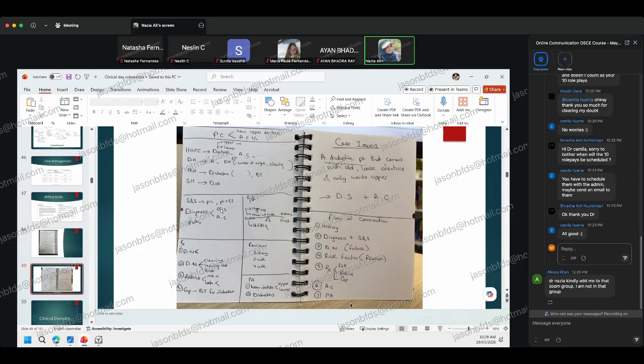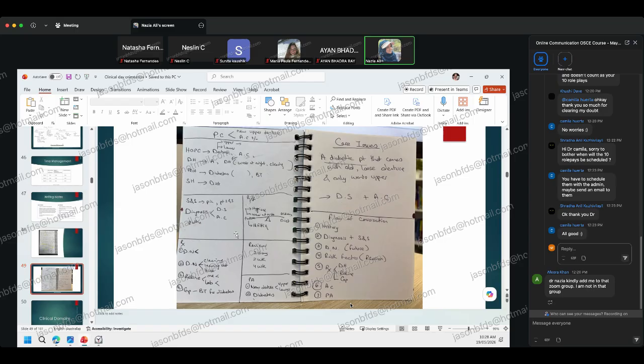Oftentimes, the areas where we kill our time are when we are explaining the risk factors or when we are giving the diagnosis or provisionals. These are the two problematic areas, because this is where the examiners are not interrupting. When we get carried away with a lot of words, that's where it becomes problematic.